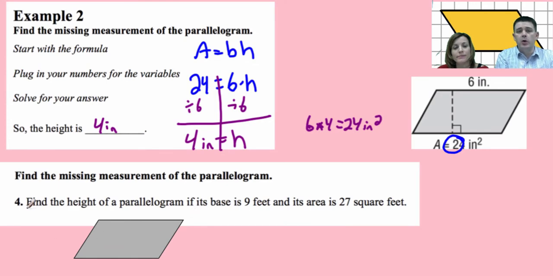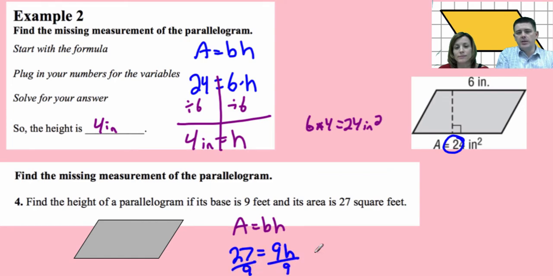So number 4 is for you to try. Start with your formula. Area is equal to base times height. Plug in what you know, and then solve your equation to find your missing piece of information. When they're done, they should have 27 is equal to 9h. Of course, they divided both sides by 9. So h is equal to 3 feet.